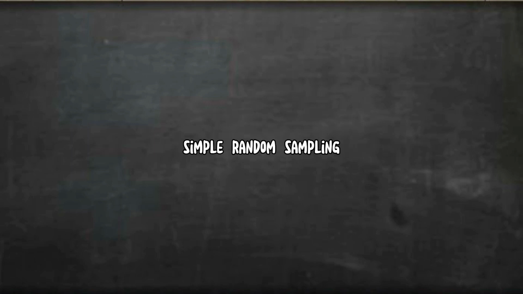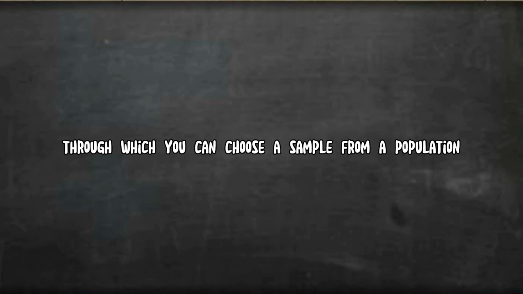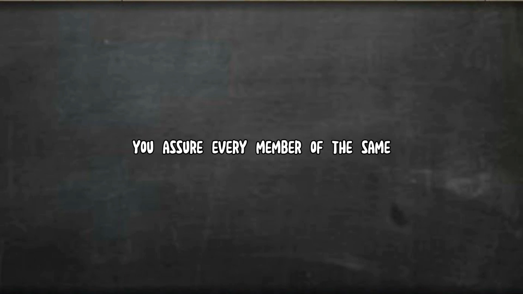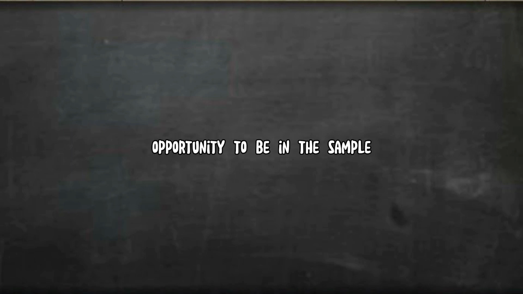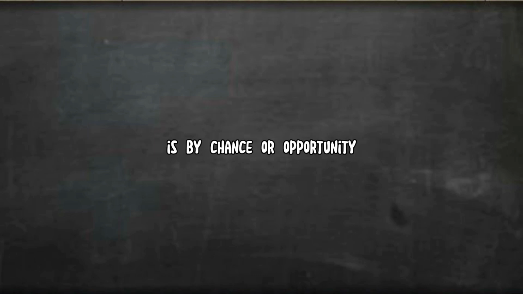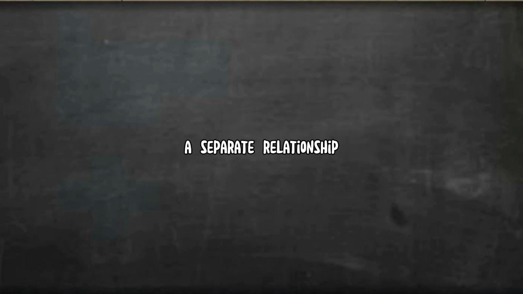Simple random sampling. This is the best type of probability sampling through which you can choose a sample from a population. Using a pure chance selection, you assure every member of the same opportunity to be in the sample. Here the only basis for including or excluding a member is by chance or opportunity, not by any occurrence accounted for by cause-effect relationship.